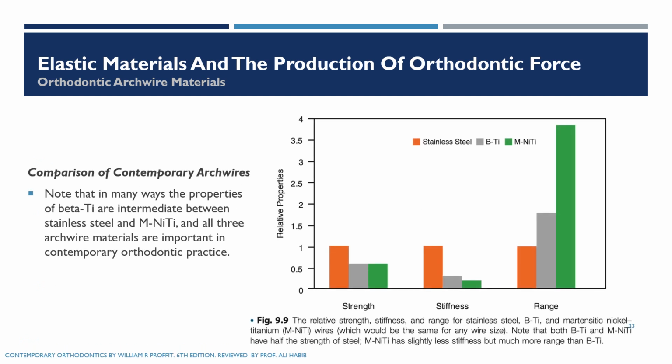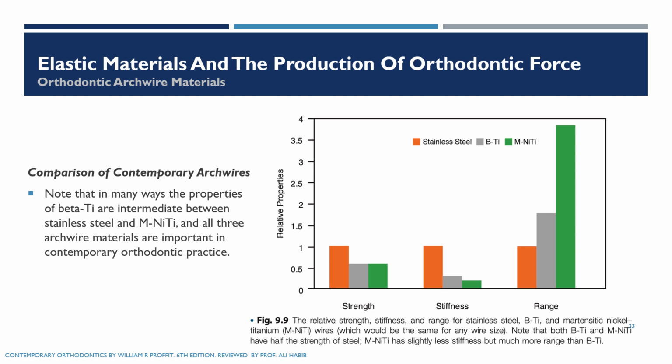The three wires are compared: the stainless steel wire versus beta titanium and M or martensitic NiTi. You can see the orange or red color is the stainless steel, the gray one is beta titanium, and the green one is the M-NiTi. These are the three important features that you should compare wires by: stiffness, strength, and range.